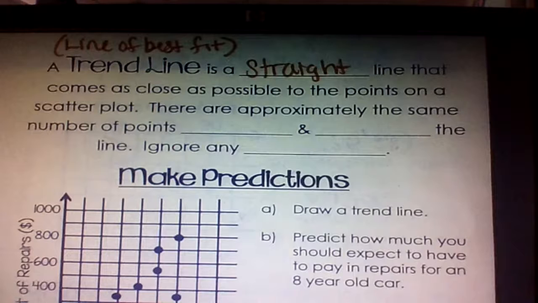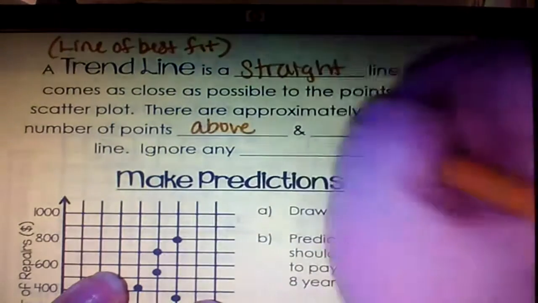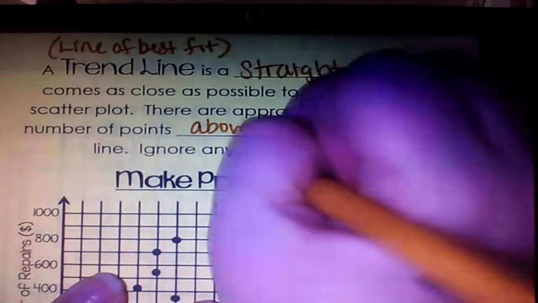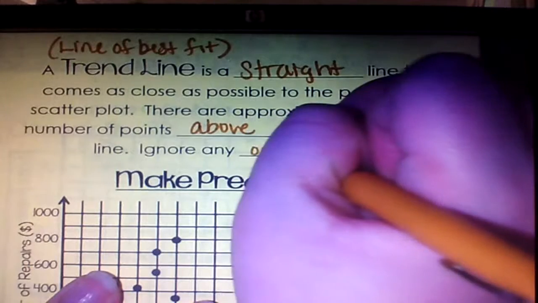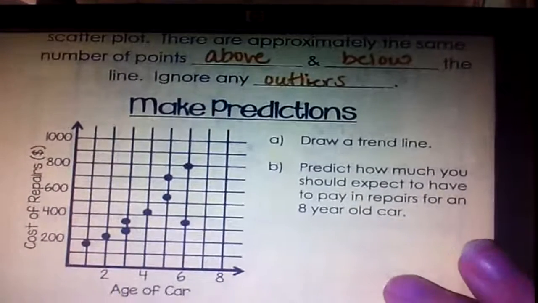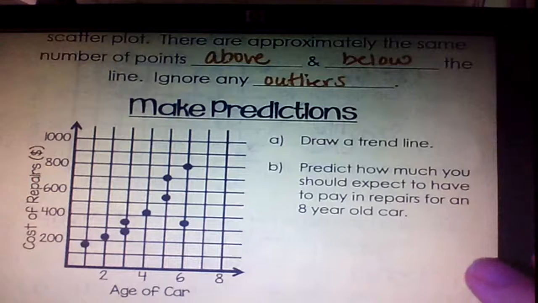However, there are some things that you need to keep in mind when you're drawing your line. There are approximately the same number of points that are going to be above the line that you draw as well as below the line that you draw. And they want you to ignore any outliers when you draw your line. Pretend like they're not there. I guess we should have passed out rulers, huh? That way you can actually draw a straight line.